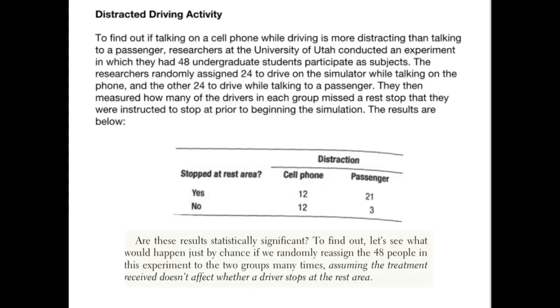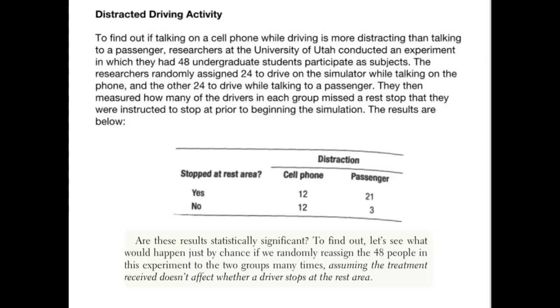So I'm going to walk you just through an experiment that was to find out if talking on a cell phone is more distracting than talking to a passenger. It says researchers at the University of Utah conducted an experiment in which they had 48 undergraduate students participate as subjects. They randomly assigned 24 to drive on the simulator while talking on the phone, and the other 24 to drive while talking to a passenger. Then they measured how many of the drivers in each group missed a rest stop that they were instructed to stop at prior to beginning the simulation, and the results are below.